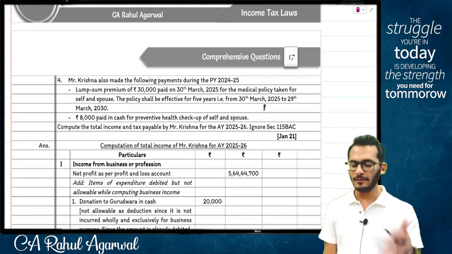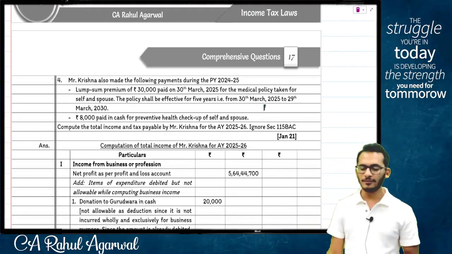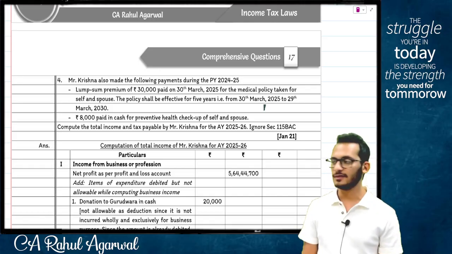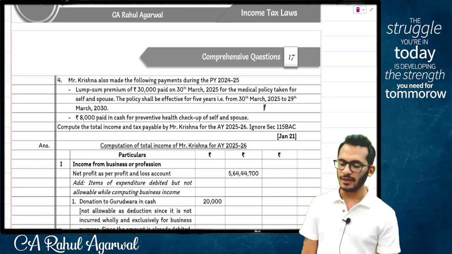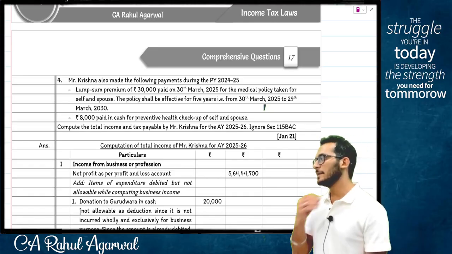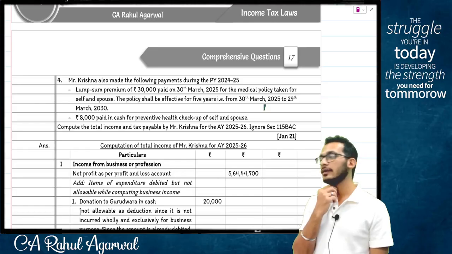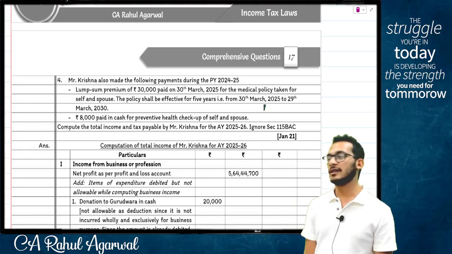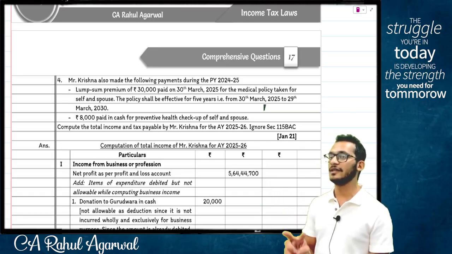Mr. Krishna has made the following payments during the previous year 24-25. I've made a lump sum premium payment of 30,000 rupees on 30th March 25 for a medical policy taken on self and spouse. The policy is effective from 30th March 25 to 9th March 2030. People, when it comes to medical policies, I told you when you pay a lump sum, you will have to allocate it to multiple years. But that allocation does not happen based on the period. It happens based on previous years.